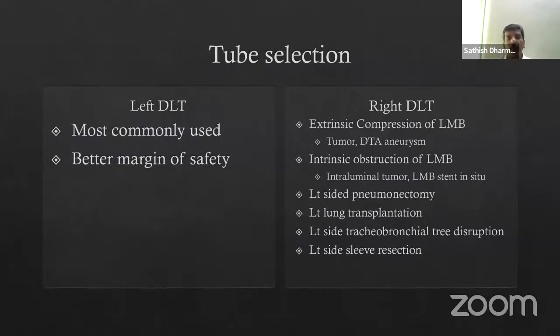Or if there is an intrinsic compression, like an intraluminal tumor, or if the pulmonary medicine physician places a stent in the left main bronchus for a tumor or anything, you can't place the left DLT. Or if the surgeon plans to do a left-sided pneumonectomy or sleeve resection or major transplant, then you have to choose right DLT.